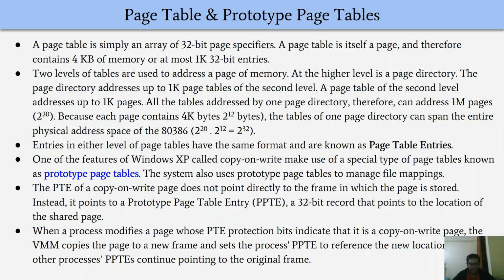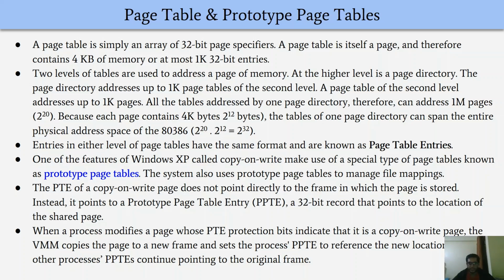One of the features of Windows XP, known as copy on write, makes use of a special type of page table known as a prototype page table. The PTE of a copy on write page does not point directly to the frame in which the page is stored. Instead, it points to a prototype page table entry, which is a 32-bit record that points to the location of the shared page.